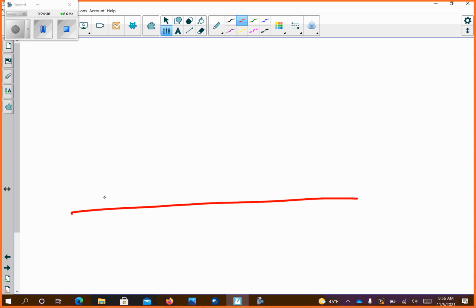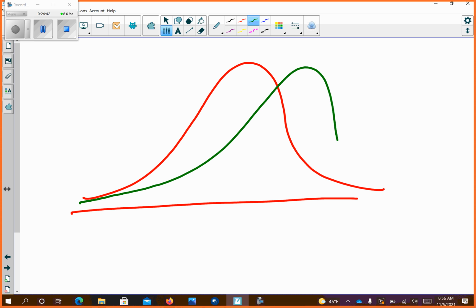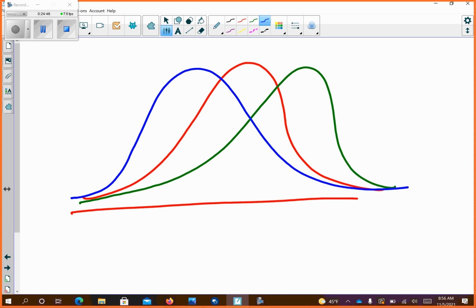So a normal distribution looks like this, okay? Skew left, skew right, basically do that, okay?